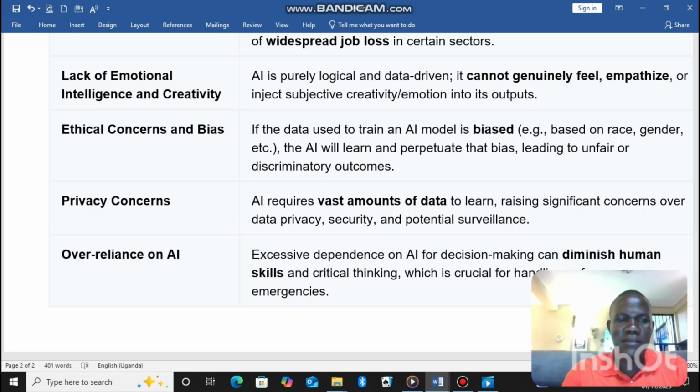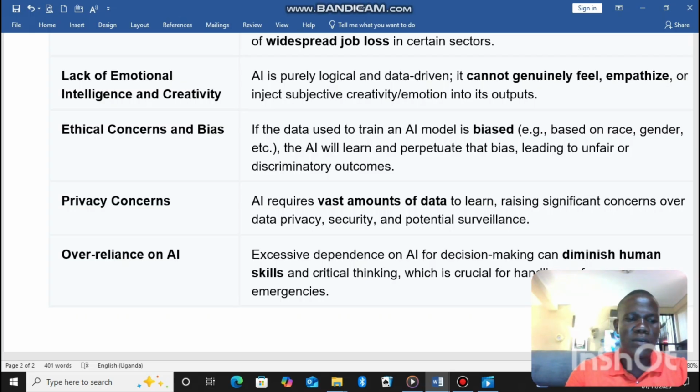We are still in this part of the disadvantages of AI systems. There's this second last part, of course, which talks about privacy concerns. Now you'll find that AI requires a vast amount of data to learn, raising significant concerns over data privacy, security, and potential surveillance. Of course, there's nothing like privacy in it, because it will require the data, and there can be easy follow-up to find out really what is going on.